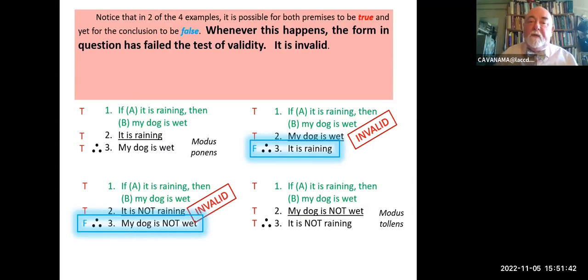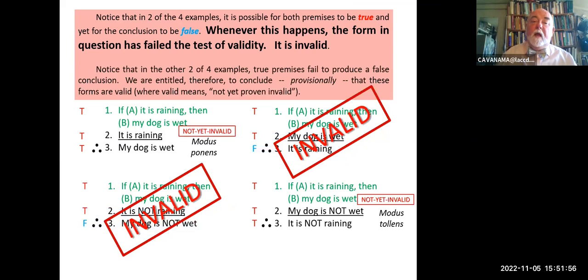Notice that, go back to our four examples. It's possible for both premises to be true, and yet for the conclusion to be false in two of them. When that happens, the form in question has failed the test of validity: invalid. So you can see those two. And there are two others which we've failed to make fail, so to say, not yet invalid. We take those two to be the valid ones. Okay, so that's formally how you apply the test. The test itself is just a straightforward application of the definition of validity. If the form is valid and the premises are true, then the conclusion can never be false.